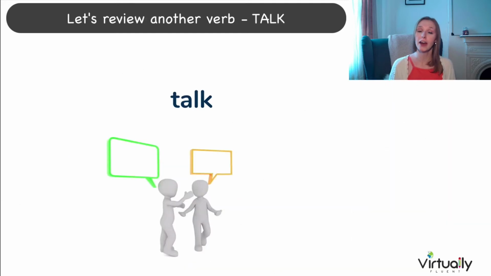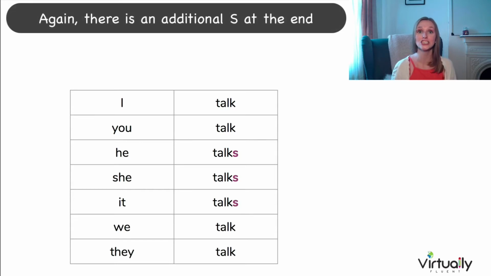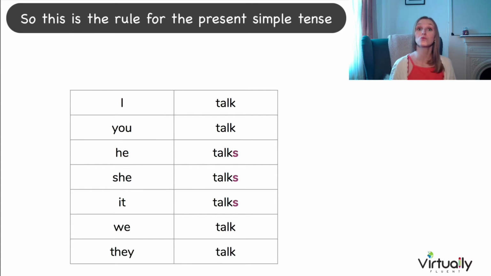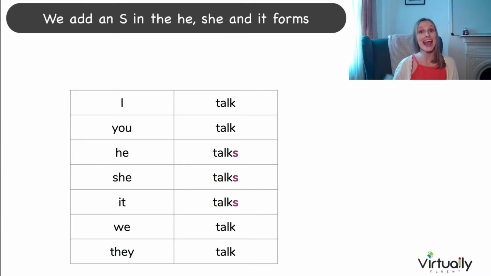Let's review another verb. Talk. I talk, you talk, he talks, she talks, it talks, we talk, and they talk. Again, there is an additional S at the end. So this is the rule for the present simple tense in the affirmative, positive. We add an S in the he, she, and it forms.